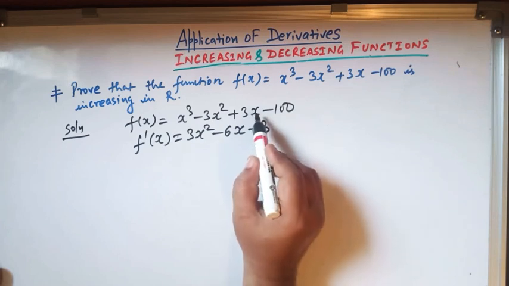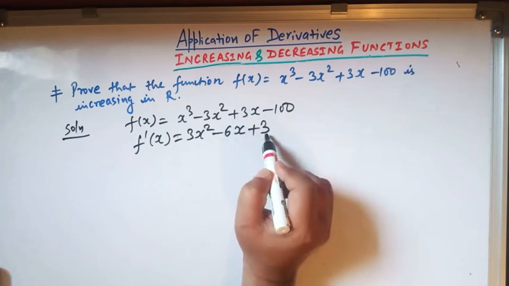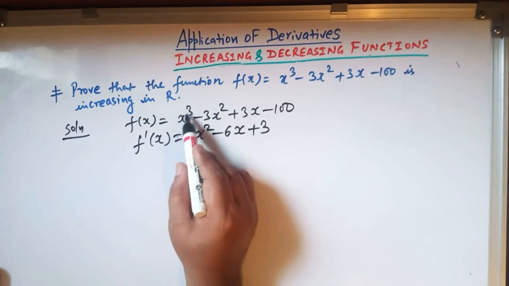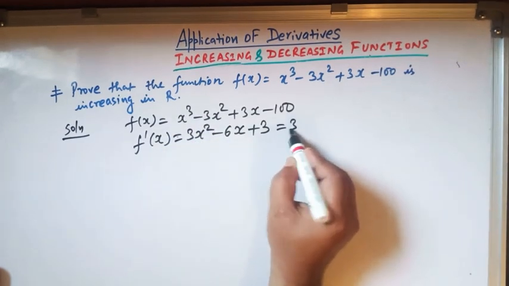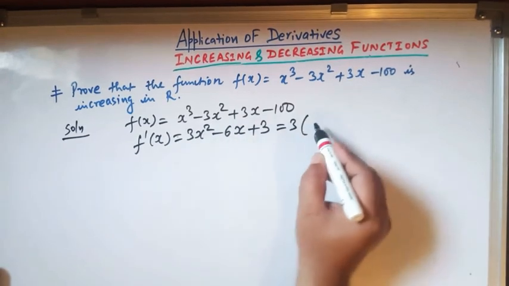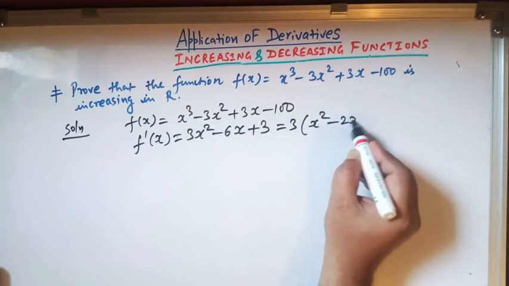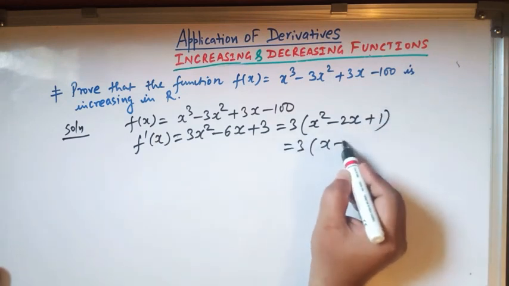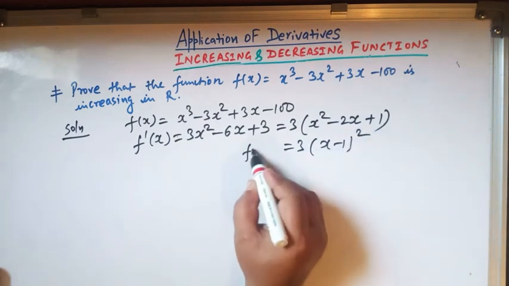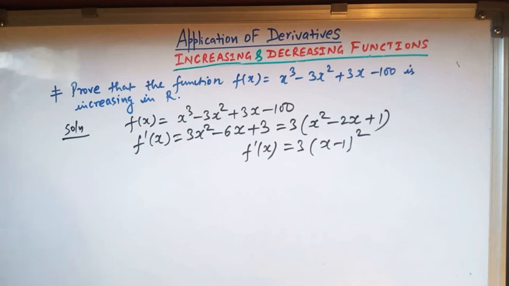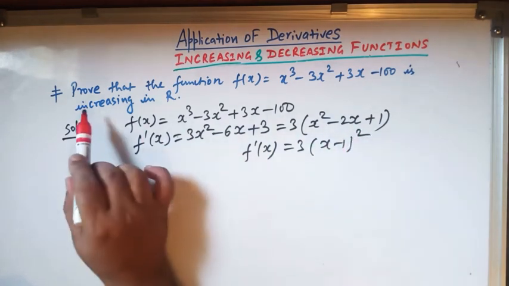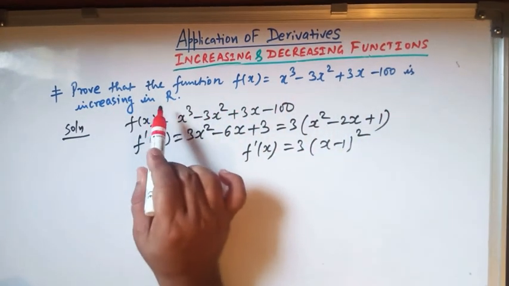The derivative of x is 1, so this is 3 times 1, this is 3. The derivative of x square is 2x, so this is minus 6x, and the derivative of x cube is 3x square. Now this can be written as 3 times, we take 3 common here, x square minus 2x plus 1. Clear? Now this can be written as x minus 1 whole square. Now here we see that the derivative is given by 3 times x minus 1 whole square. Now this quantity is always positive. We have to prove that the function is increasing in R.